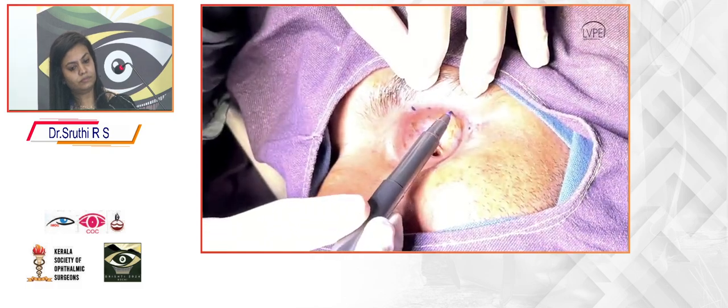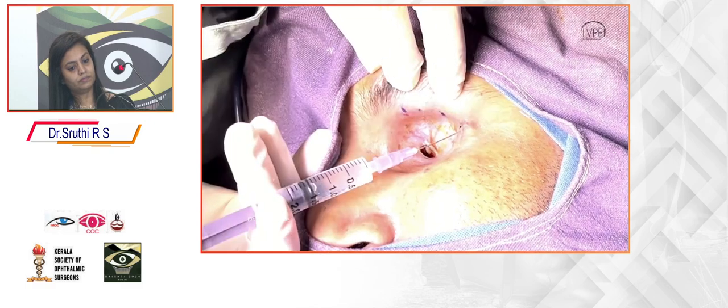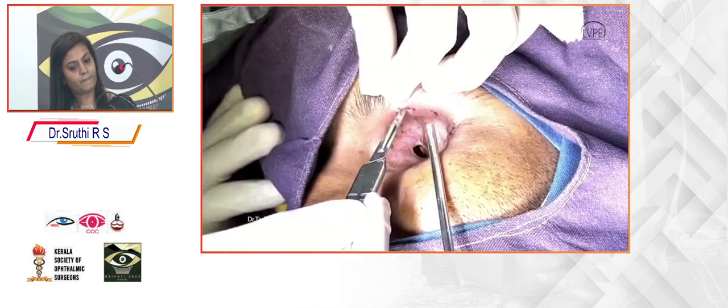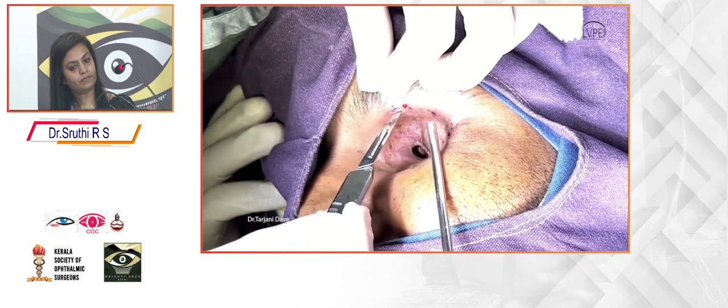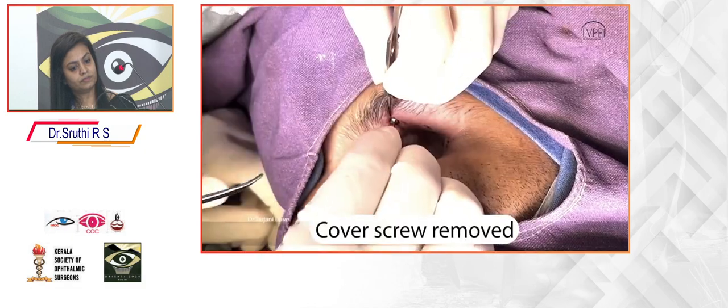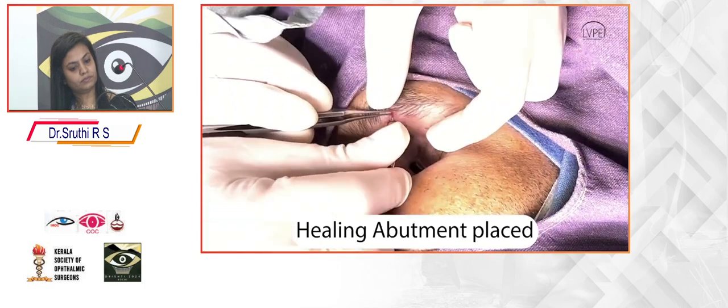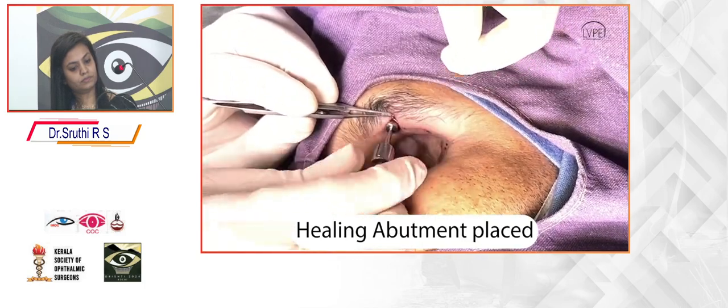The cover screws are palpated over the skin and the skin markings are made. Local anesthetic agent is infiltrated subcutaneously. With the number 15 blade, small skin incisions are made to expose the cover screws, and the cover screws are removed gently. Healing abutments are placed inside the implants now in order to form a fistula around the implant.